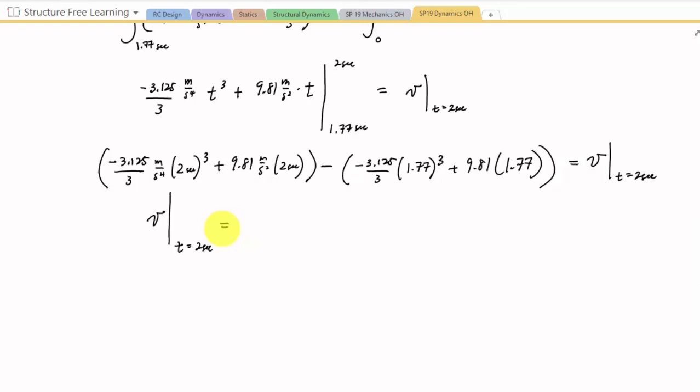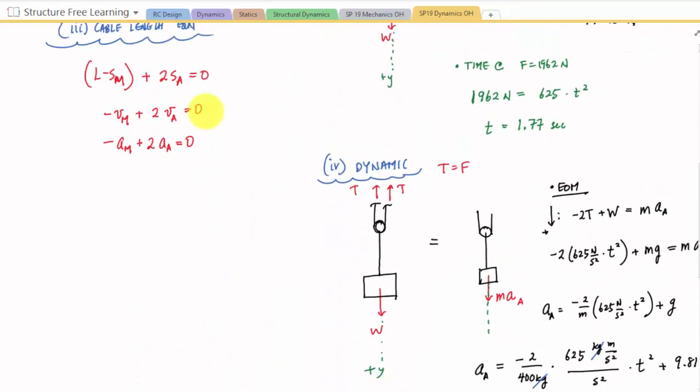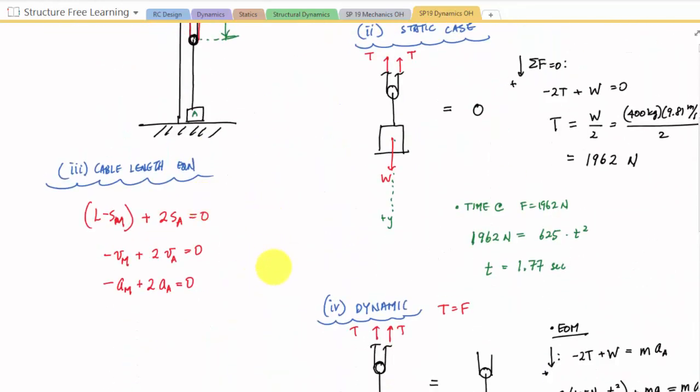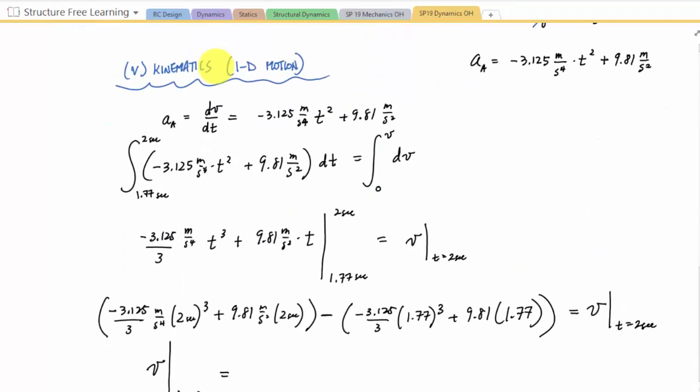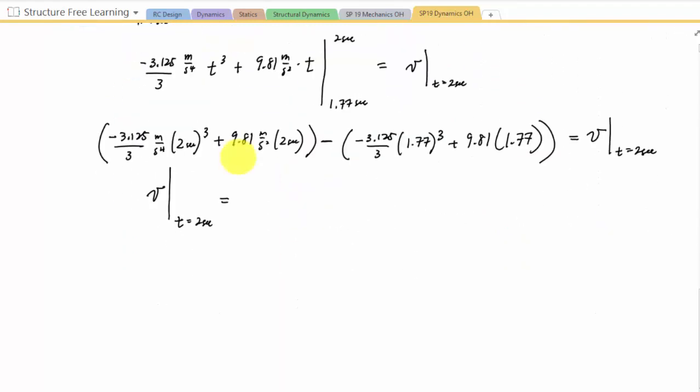That doesn't seem right. Negative. Actually, it could. Negative in this case would imply that it's moving up. Yeah, that's right, because we said positive is moving down, so it's moving up. So actually negative would make sense. I'll double check too.